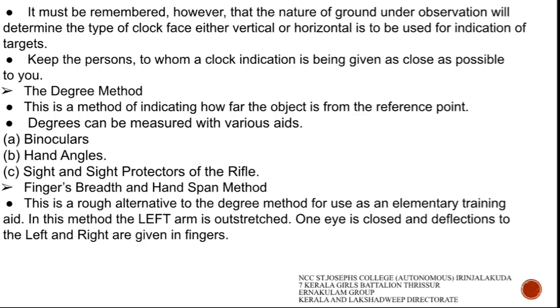Next method is the finger's breadth and handspan method. This is a rough alternative to the degree method for use as an elementary training aid. In this method, the left arm is outstretched, one eye is closed, and deflections to the left and right are given in fingers.